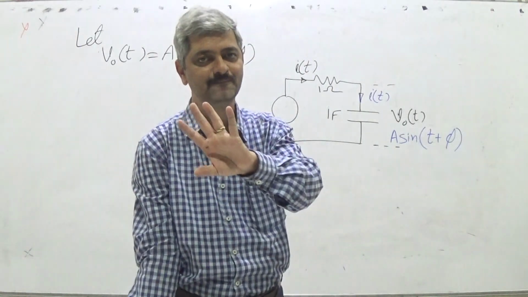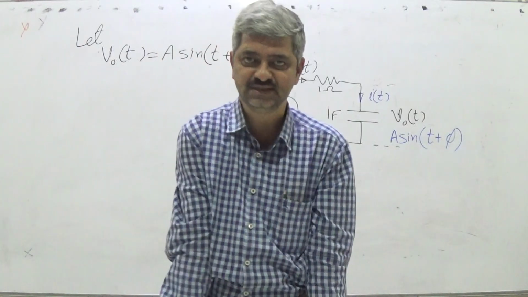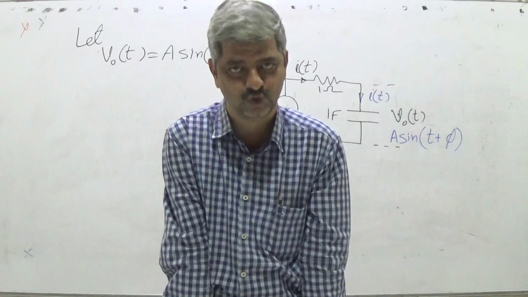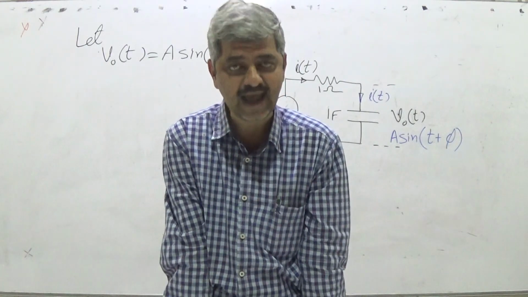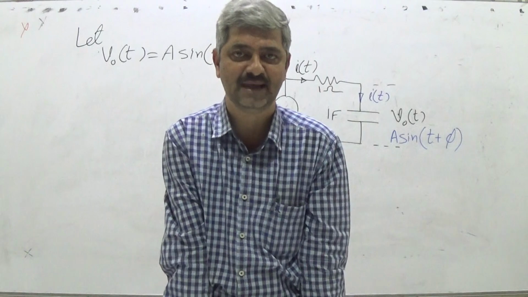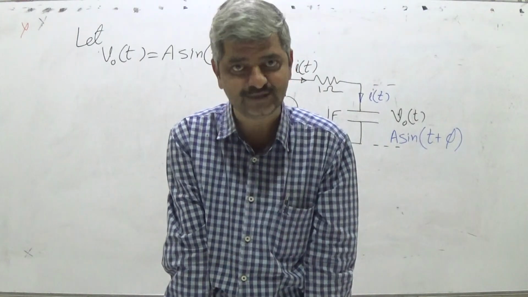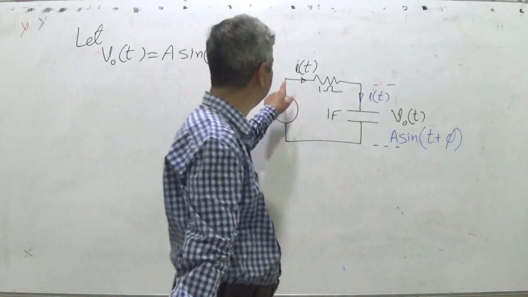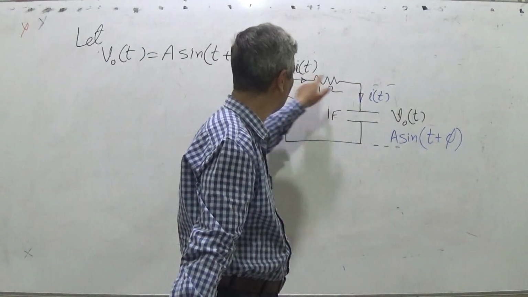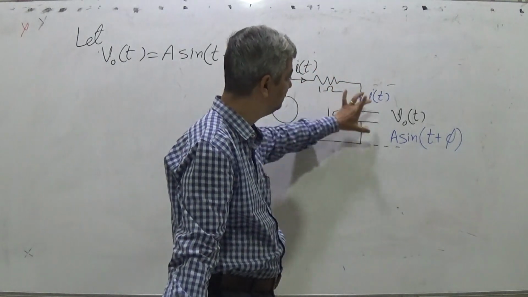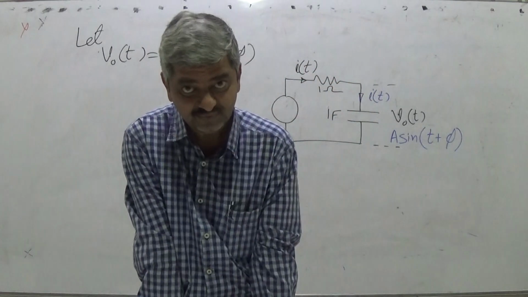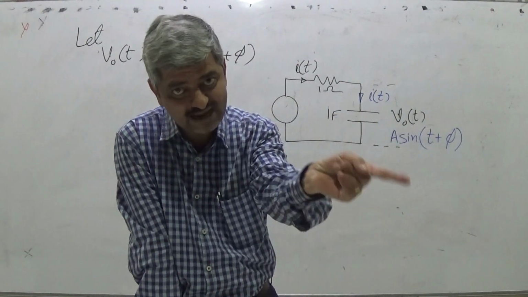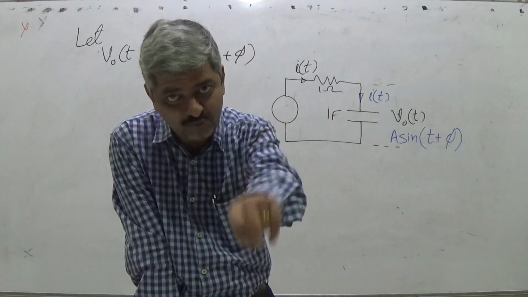Listen very carefully now. The input voltage I have applied, that I know. The output voltage I have assumed. I know the resistor, I know the capacitor. Now I know the voltage across the capacitor, and I know the voltage across the resistor. How? The voltage across the resistor is the input voltage minus the output voltage. The voltage across the capacitor is the output voltage. Now, since it is a series circuit, the same current i(t) will flow. But the same current i(t) I can find by two methods.